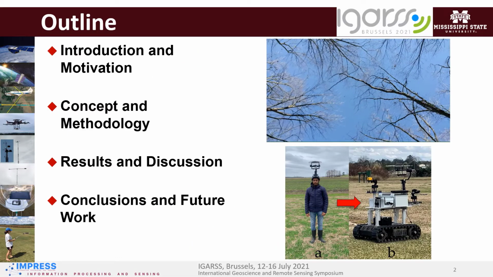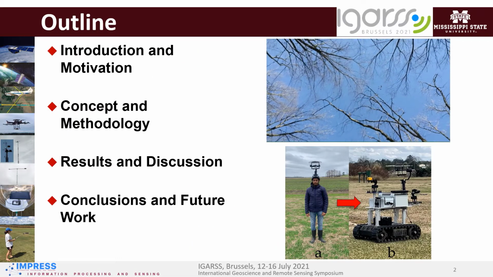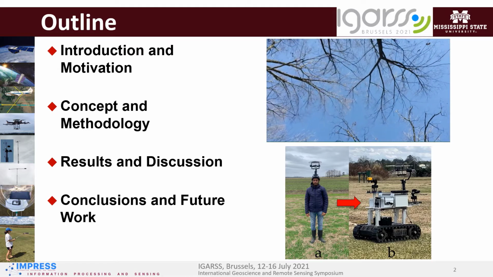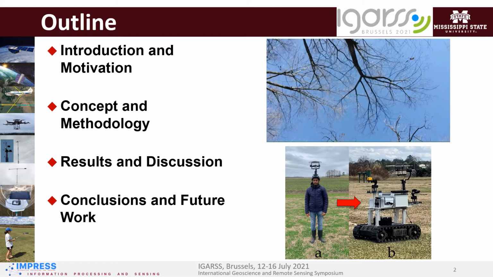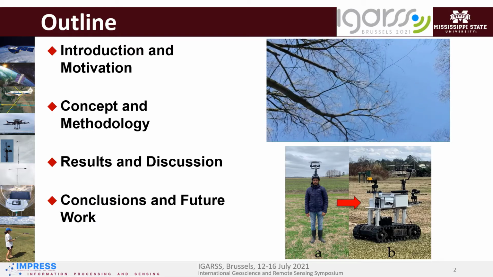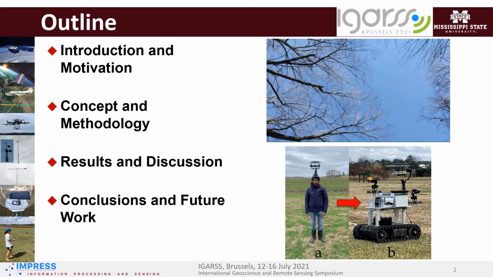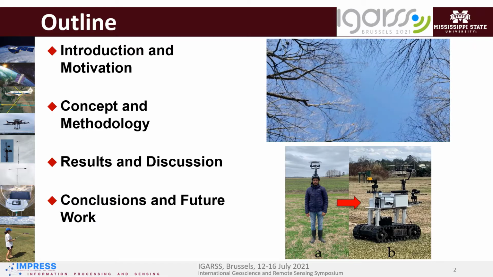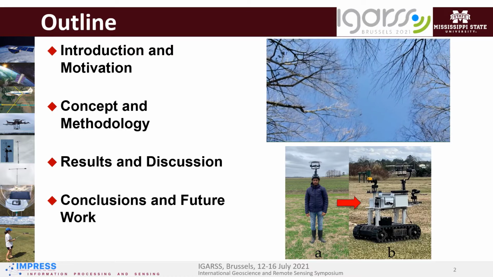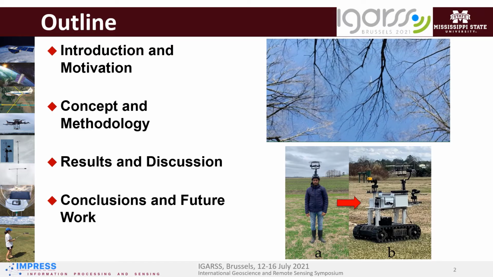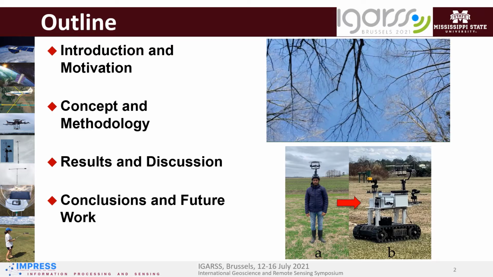Here is the outline of our presentation. I will talk about the motivation behind this work, the concept and methodology of the experiment, and finally, I will talk about the result and future work. As the presentation goes forward, you will see the experiment is evolving from a helmet-based system to a UGV-based system. The video is showing what the upward-looking GPS receiver is seeing while receiving data under forest canopy.